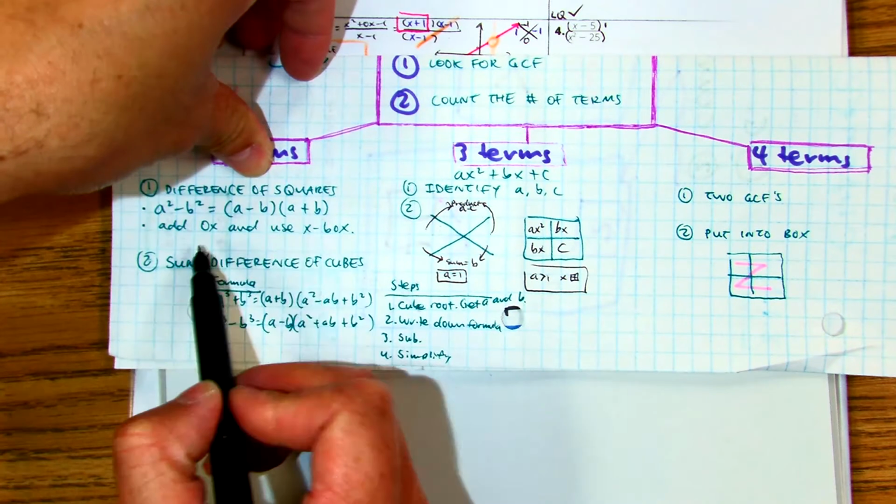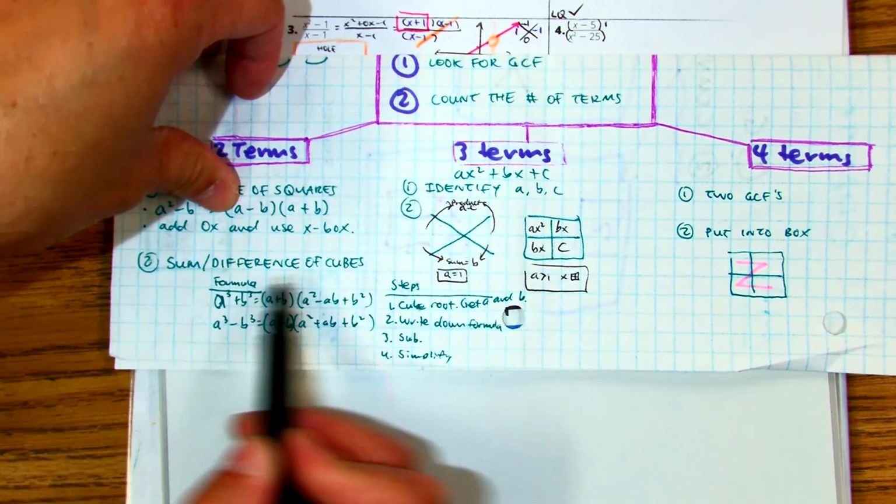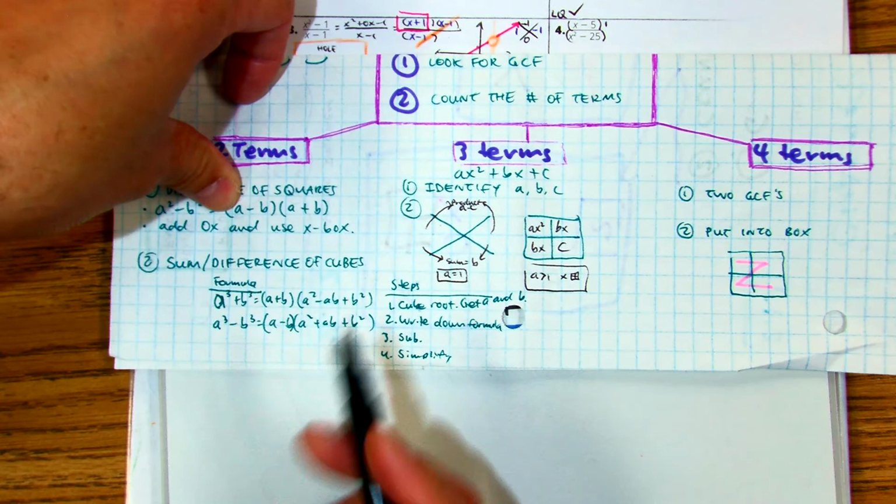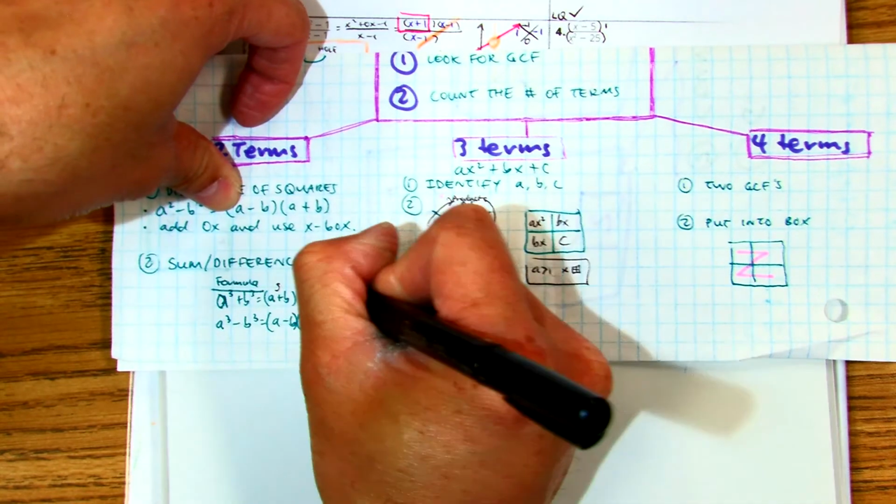Can I just add a 0x? I cannot. So I have the sum and difference of cubes. This is the problem where you're going to do your SOAP. Same, opposite, always positive.